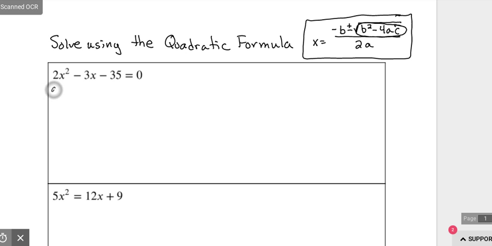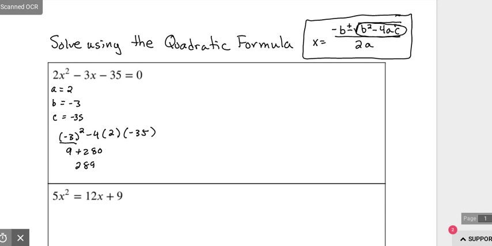Let's go ahead and write down our values. A is 2, b is negative 3, and c is negative 35. So for our discriminant, we would have negative 3 squared minus 4 times 2 times negative 35. I'm just plugging in my a, b, and c in the correct locations. Negative 3 squared is positive 9. Negative 4 times 2 times negative 35 is positive 280. I add these up and I get 289.